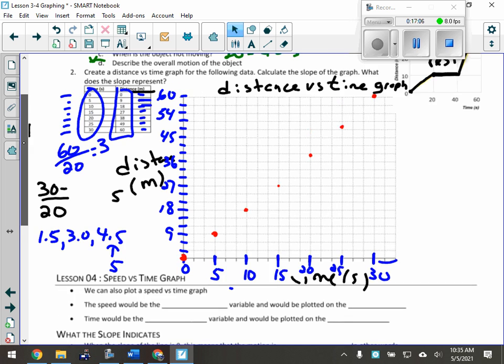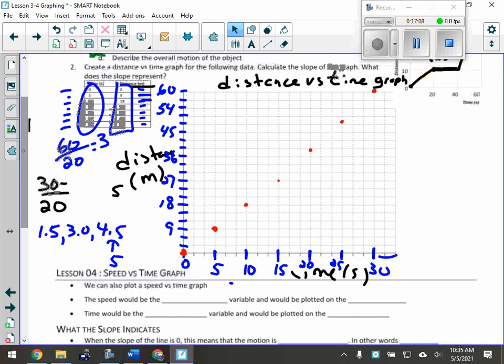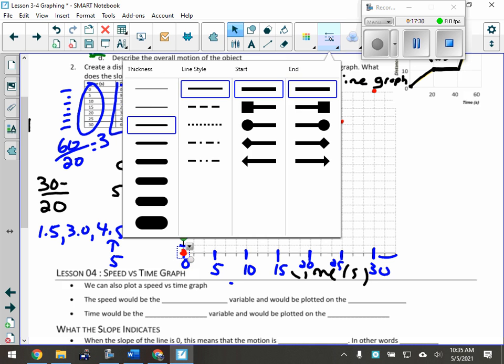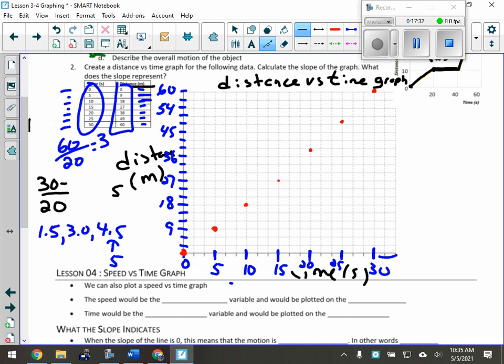They want you to calculate the slope. Well, how are you going to calculate the slope of this graph? Well, you're going to have to kind of draw a line of best fit. Now, again, here's the problem. What is our line of best fit going to look like for this? Let's find out. Sorry, I need this one. Here's the one I need.